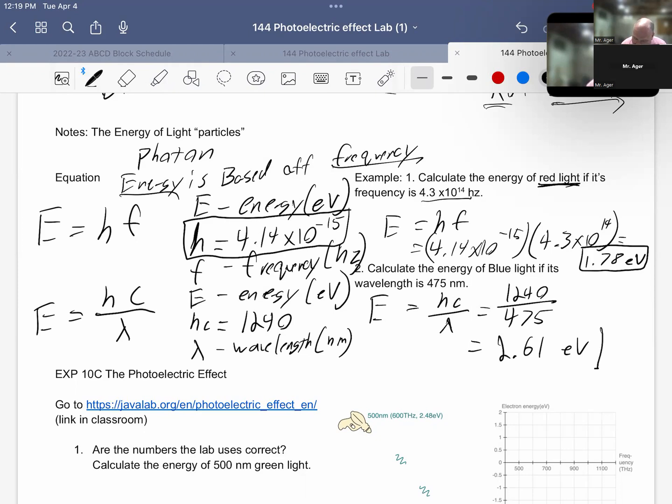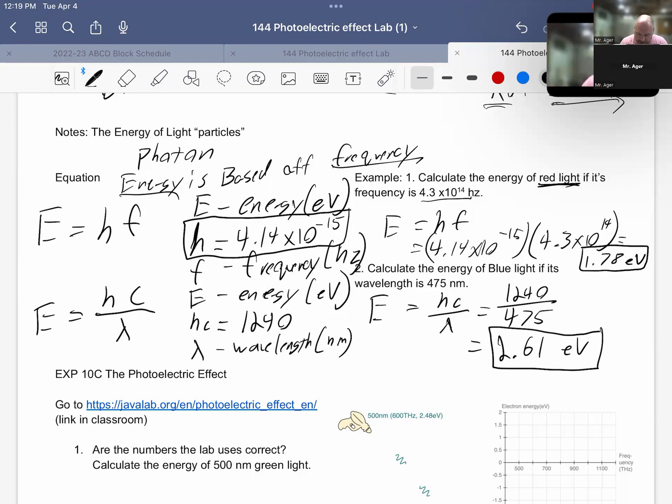Now, notice that is a larger number, a little bit more energy than the red light. Is it twice? Yeah, it's about twice. No, it's a little less than twice. Twice would be 3.4. So it's not twice the energy of red light, but it is more energy than red light. And so the second half of today, you're going to jump over to a lab and see what happens when different energy of light particles hit a piece of metal.